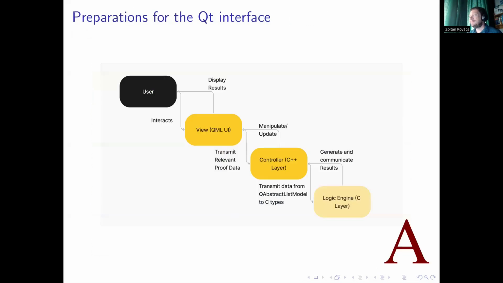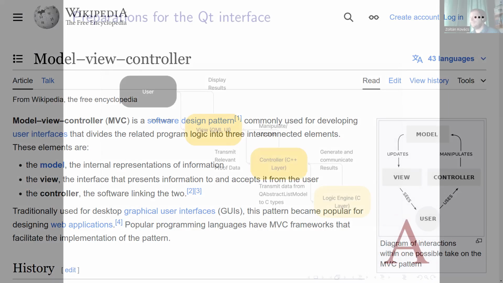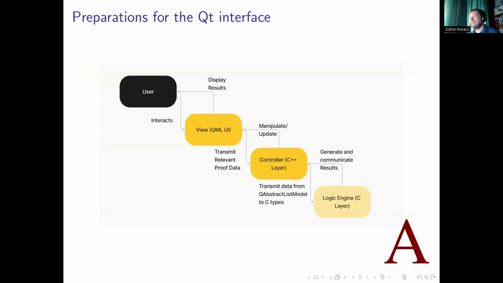I will now explain the architectural design for the Qt application. Here we have tried to emulate the famous Model View Controller framework. So the user's interaction is limited to the view, which in this case is provided by the QML UI. If the user request exceeds capabilities built into the UI, then the request is forwarded to a C++ controller layer along with the relevant proof data.